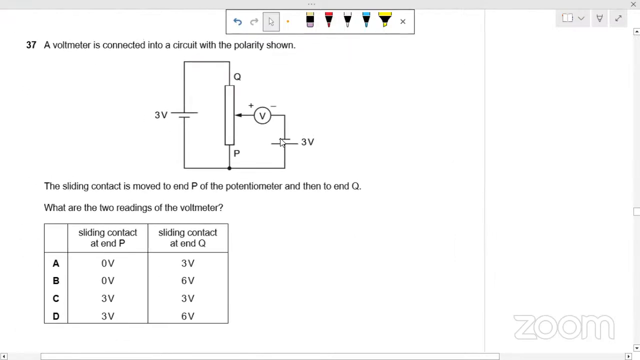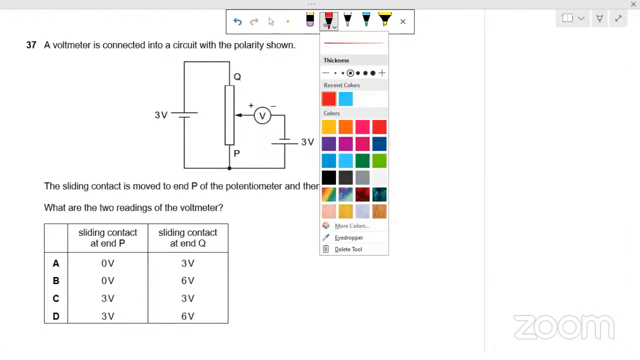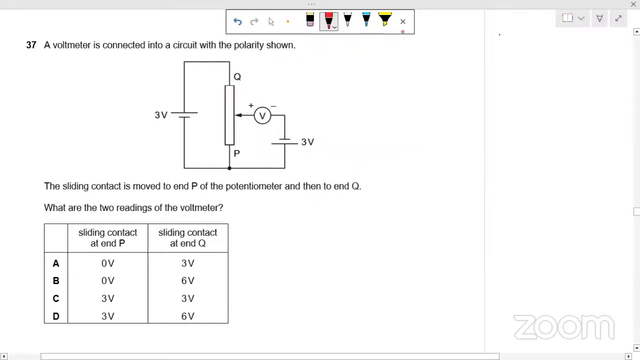This is a very important question. A voltmeter is connected into a circuit with the battery shown. Many students get stuck in this question. The sliding contact is moved to end P. This is the sliding contact. That is moved to end P of the potentiometer, and then this is moved to this end Q. What are the two readings of the voltmeter?